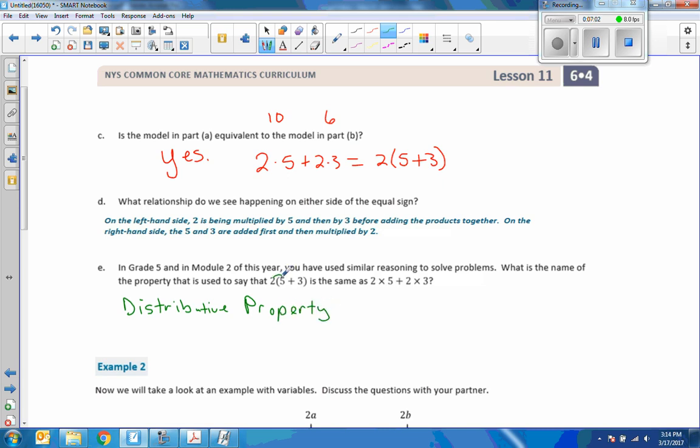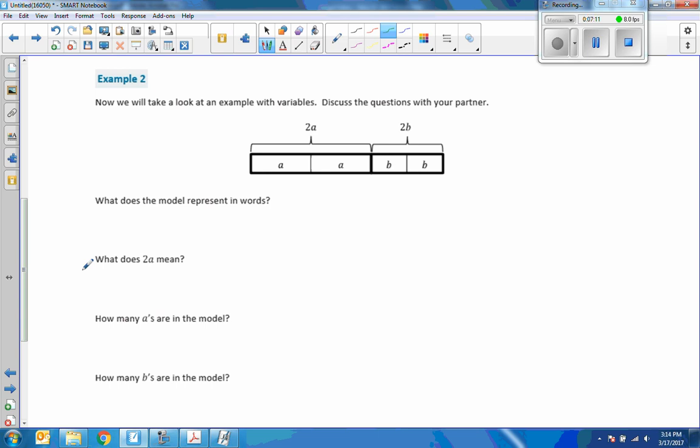So we're distributing the 2 to get 2 times 5 plus 2 times 3. Okay, so example 2 says, now we will take a look at an example with variables. Discuss the question with your partner. So this was an example that you were supposed to do in class together, so if you have not done this yet, pause the video and come back and check your solutions.